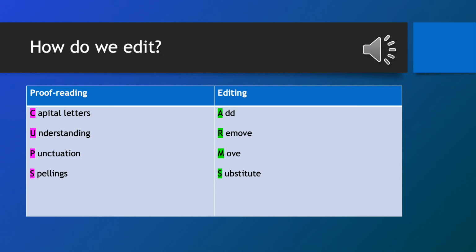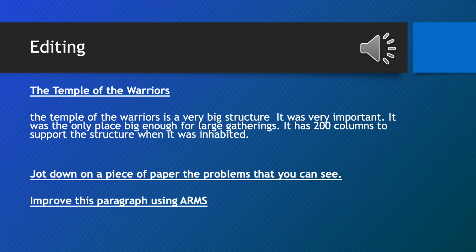Substitute, think about football. If you substitute, you swap. So it might be that you've used a word and you think it's not good enough. I would substitute it for something else and change that word. So we're going to be using these in the next couple of slides, and then you're going to use this in your own writing. So I'd like you to have a read through this piece of writing about Temple of Warriors. And I want you to think about, can you see any problems?